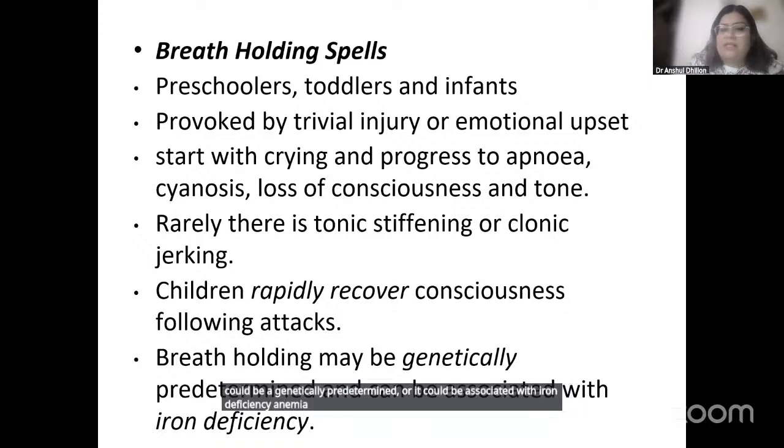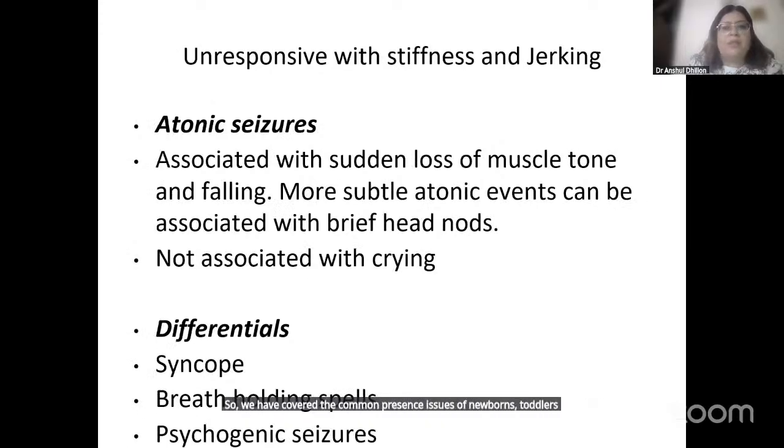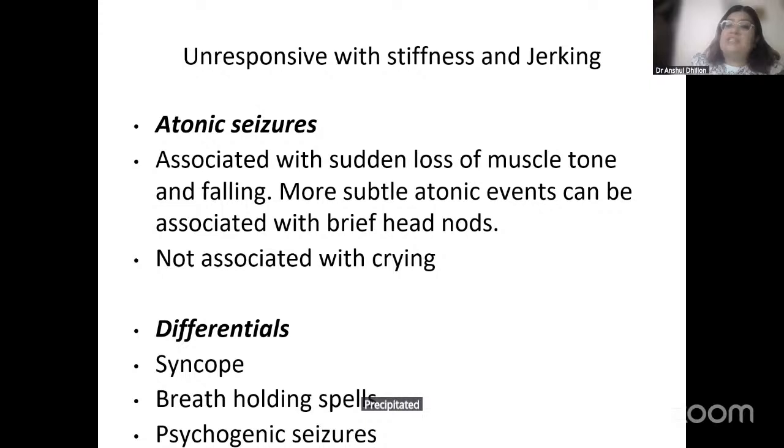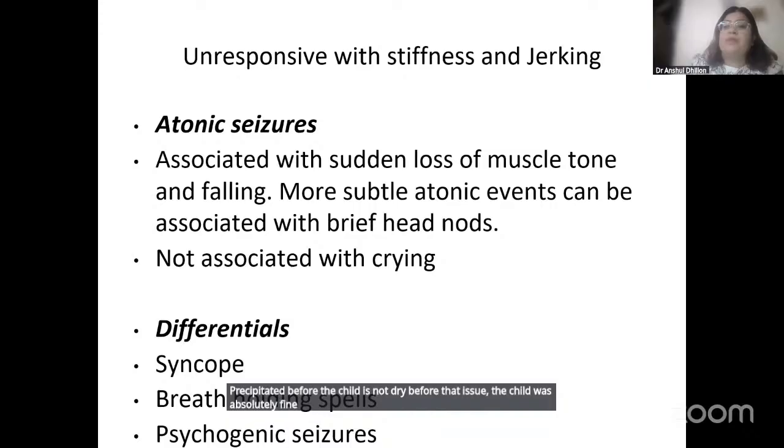So we have covered the common presentations of newborns, toddlers, infants. So coming to atonic seizure, we are not dealing with all the epilepsy mimics. There could be epilepsy also. So we have to strongly take the history and examination. There are atonic seizures where there's sudden loss of muscle tone, but these are not precipitated; the child is not crying before the episode. The child was absolutely fine and just had a sudden loss of consciousness or sudden loss of muscle tone.